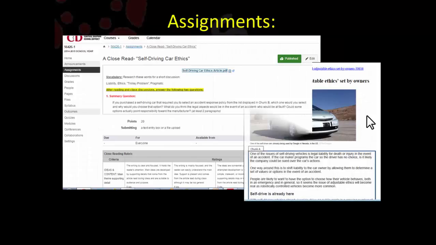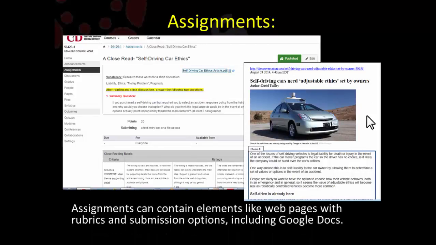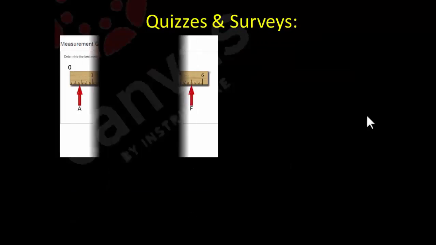You can create some elaborate assignments within Canvas and choose how the students will submit their work. You can give an area with the description of the assignment, any web links, videos. You can attach rubrics to them. So the assignment feature is pretty rich and robust within Canvas. And again, the students can choose to submit stuff from Google Docs if you wish.